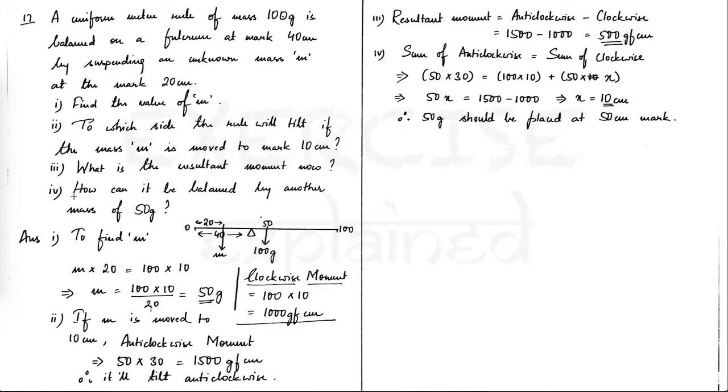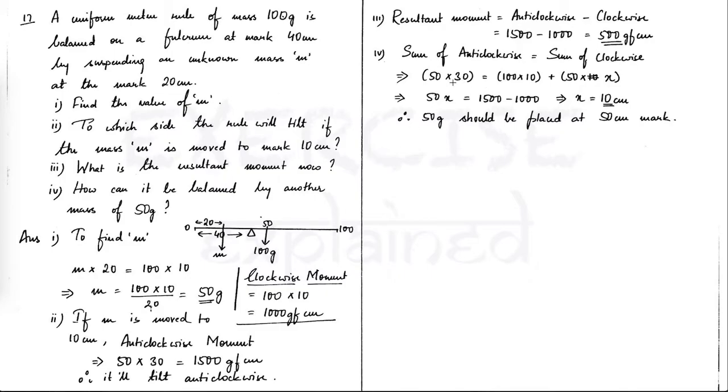Now, the last part of this question: how can it be balanced by another mass of 50 grams? We need to note one thing, that the left side is already heavier than the right side. So if we add the 50 gram on the left side, it is going to become even heavier and the rule can never be balanced. So what we have to do is add this 50 grams to the clockwise side, because anti-clockwise is already heavier. So what I would do is, sum of anti-clockwise moment is equal to sum of clockwise moment.